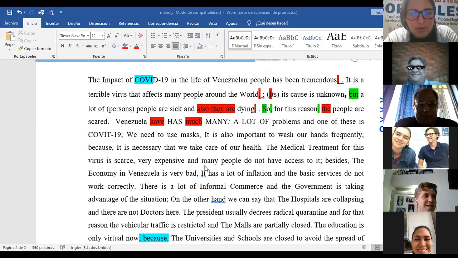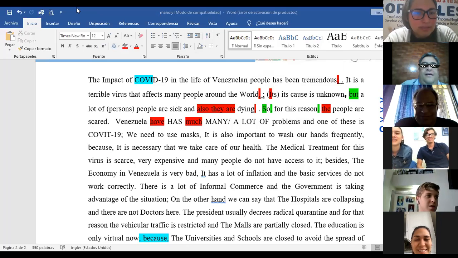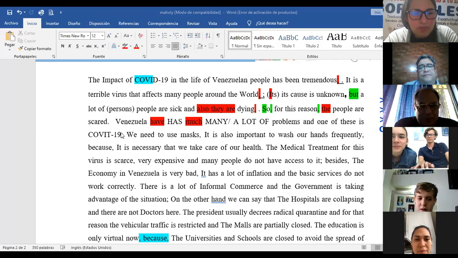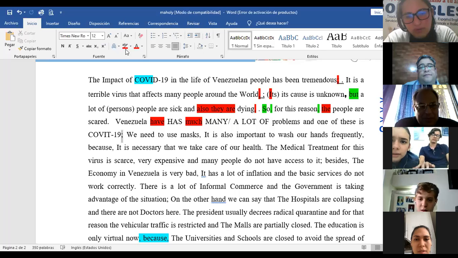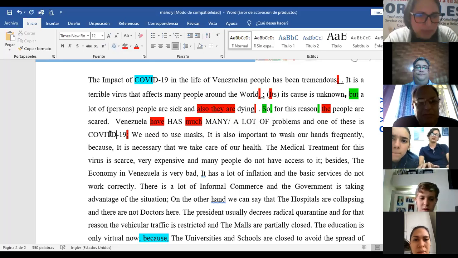There's a lot of problems and one of the is COVID. Ok, ahí ella termina con un semicolon. ¿Qué dicen ustedes? Venezuela has many or a lot of problems and one of these is COVID-19. Punto. Period. Yo utilizaría un period también ahí. Period.